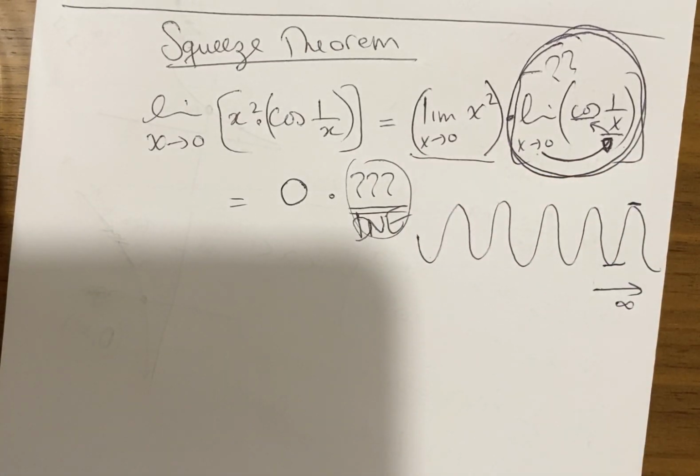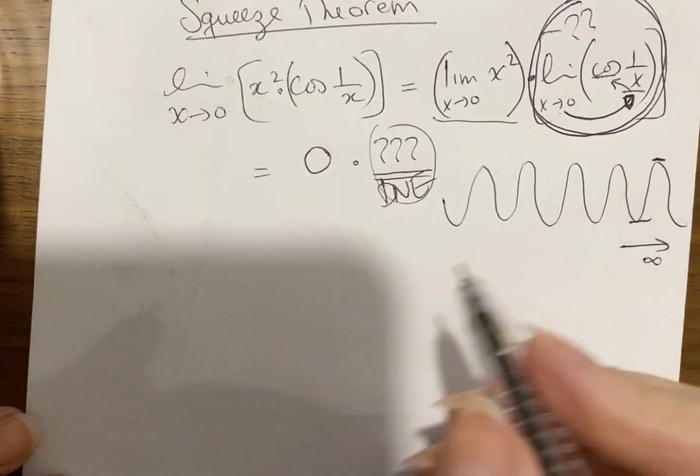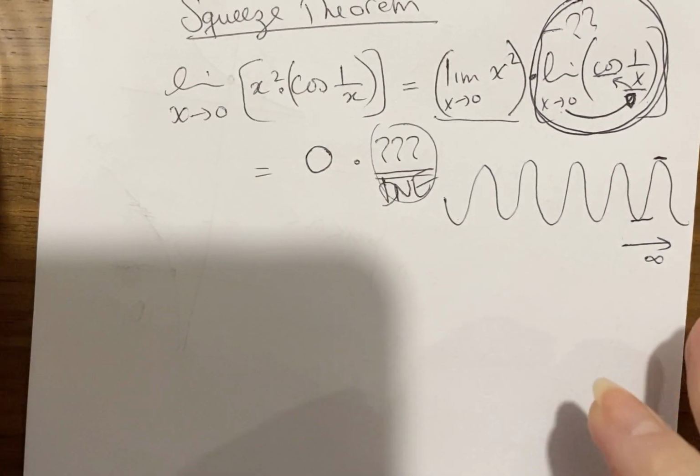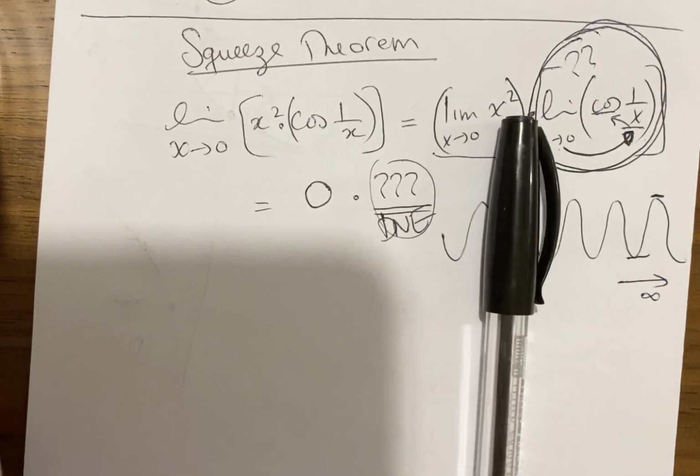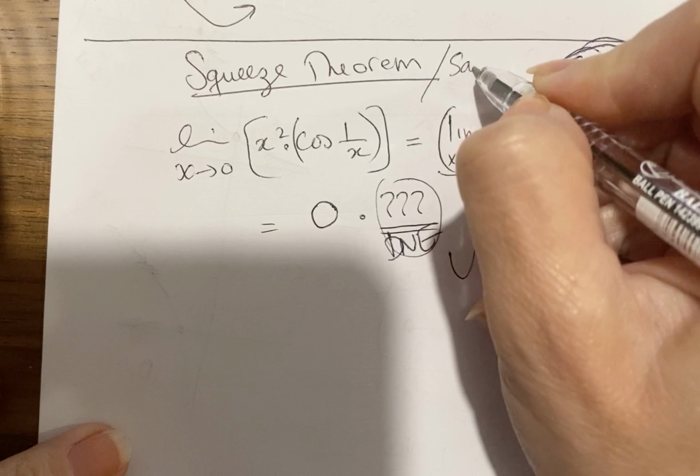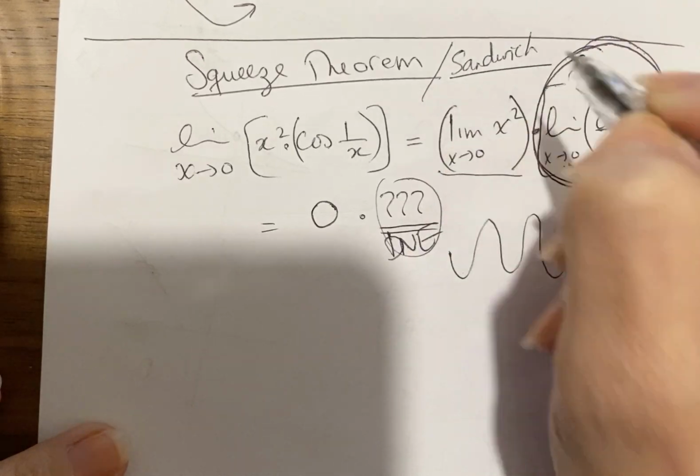How will I multiply 0 by a quantity that does not exist and say that the answer is 0? It doesn't work. So you tell me, what do? I will come and I will ask the squeeze theorem for help. What does the squeeze theorem say? The squeeze theorem, I like to call it sometimes the sandwich theorem because it allows me to explain it better.